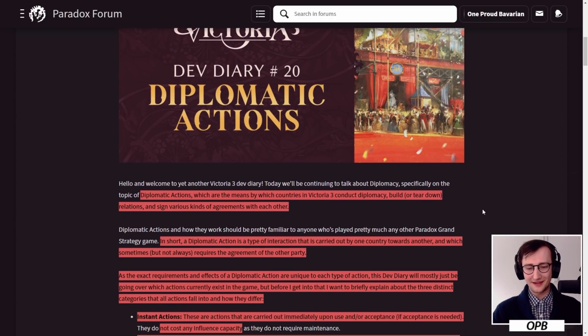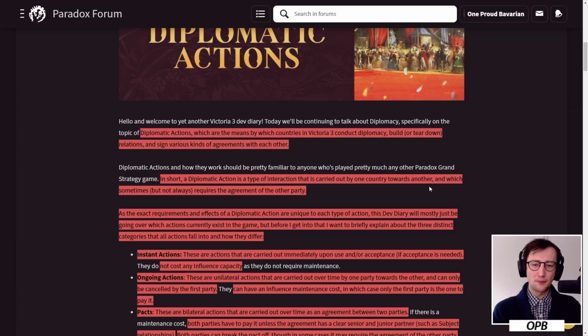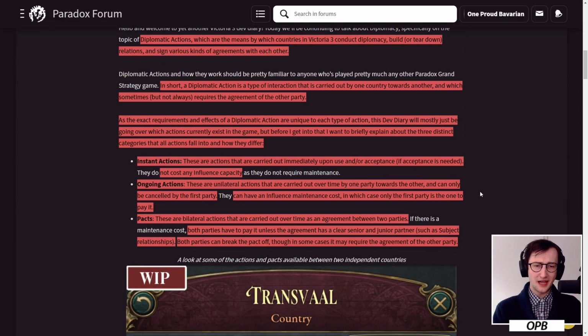Let's jump into diplomatic actions. This is the topic of diplomatic actions, which are the means by which countries in Victoria 3 conduct diplomacy, build or tear down relations, and sign various kinds of agreements with each other. In short, a diplomatic action is a type of interaction carried out by one country towards another, which sometimes, but not always, requires the agreement of the other party.